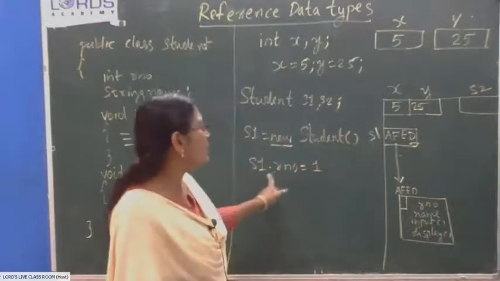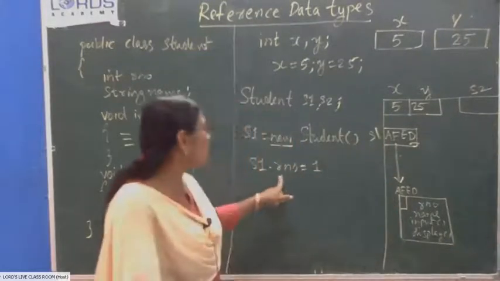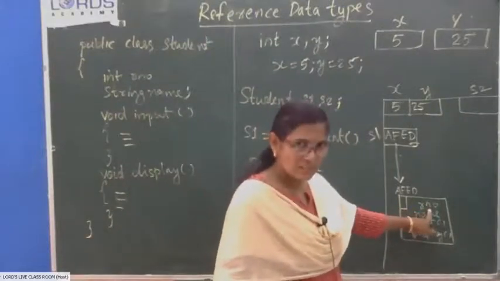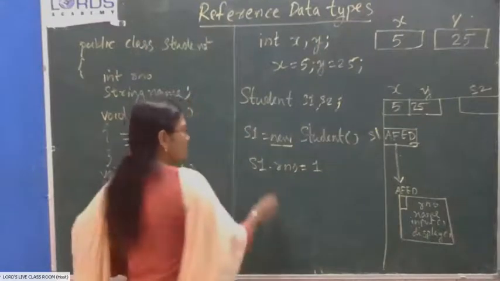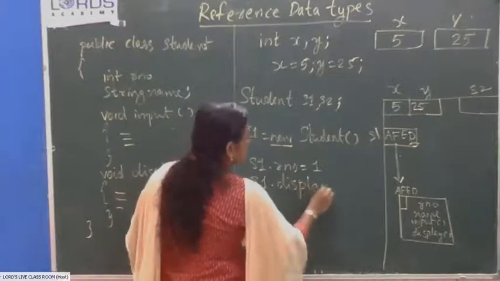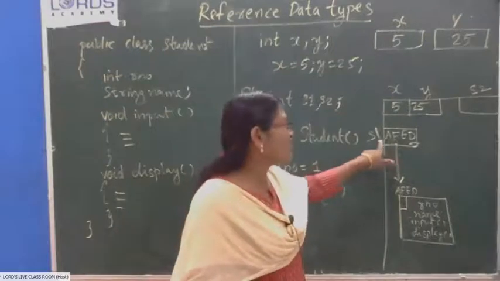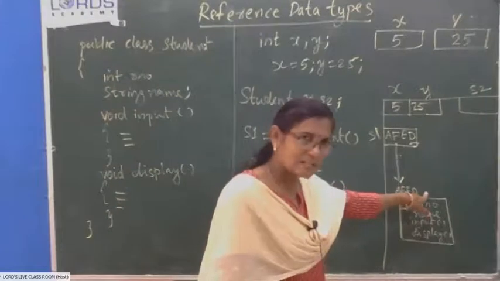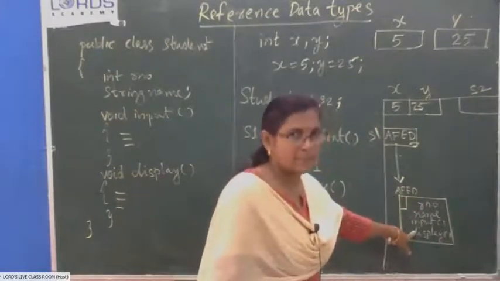Go according to the address given by S1, reach there, then go to the location named roll number inside this object, and store the value 1 there. Similarly, when I invoke S1 dot display, go to the object whose address is given by S1, which is pointing to an object of the student class, and invoke the display method.